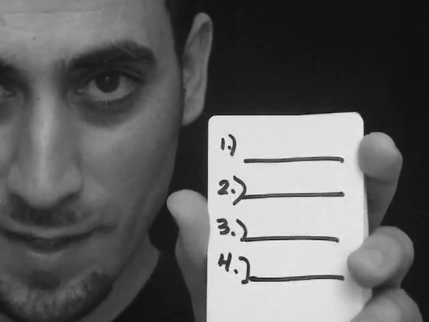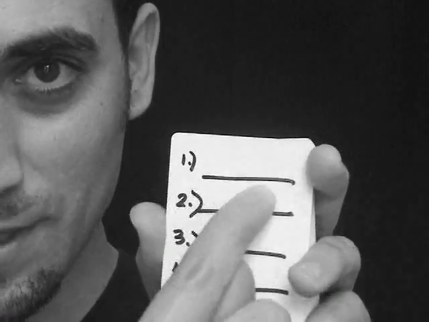Okay. Now, on line number one, I want you to write down the year you were born. That's all, just the year you were born. If you were born last year, for instance, on line number 1, you would just write 2007, okay?